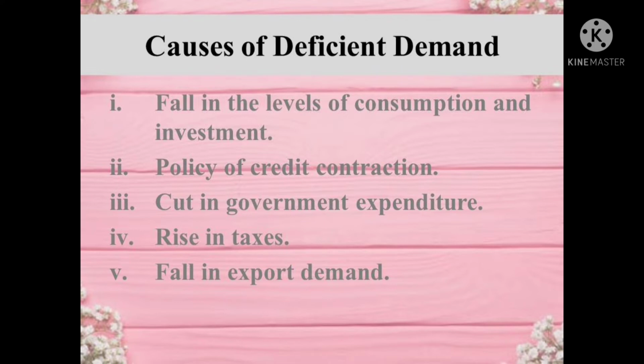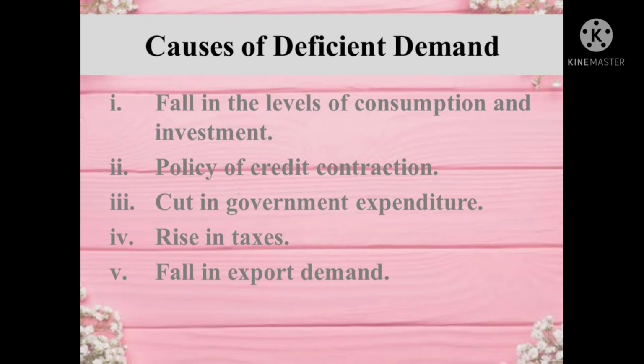Point number 2 is policy of credit contraction. The central bank of the country may adopt a policy of credit contraction. Point number 3, cut in government expenditure. The government may cut down its own expenditure or may resort to disinvestment. Point number 4, rise in taxes. Aggregate demand may also fall due to imposition of higher taxes. It leads to decrease in disposable income and as a result the economy suffers from deficient demand.